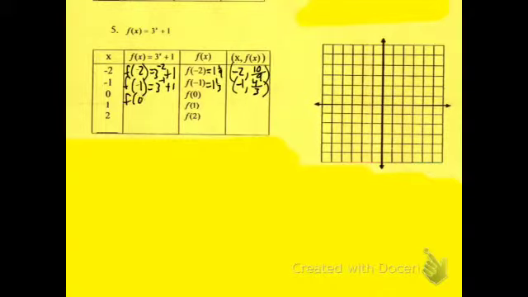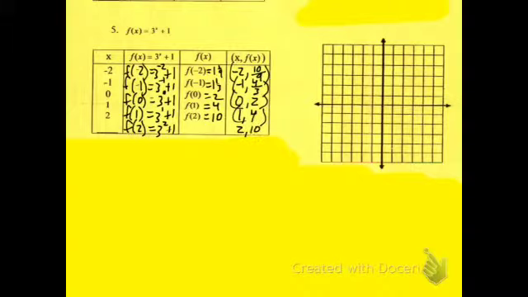Plug in 0. Remember, these numbers here are going in for the exponent. So 3 to the 0 power is 1. Add 1. You're looking at 2. So you get the point 0, 2. And then plug in 1 for the exponent. You got 3 to the first, which is 3. Add 1 gives you 4. So you got the point 1, 4. And plug in 2 for the exponent. You have 3 squared plus 1. 3 squared is 9. Add 1 gives you 10. So you got the point 2, 10.